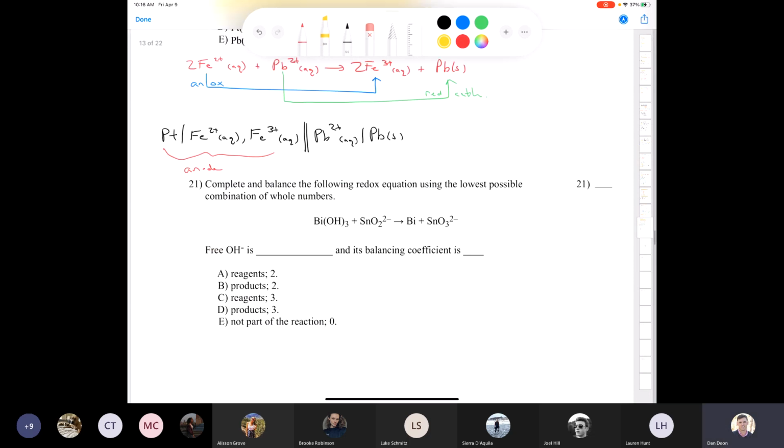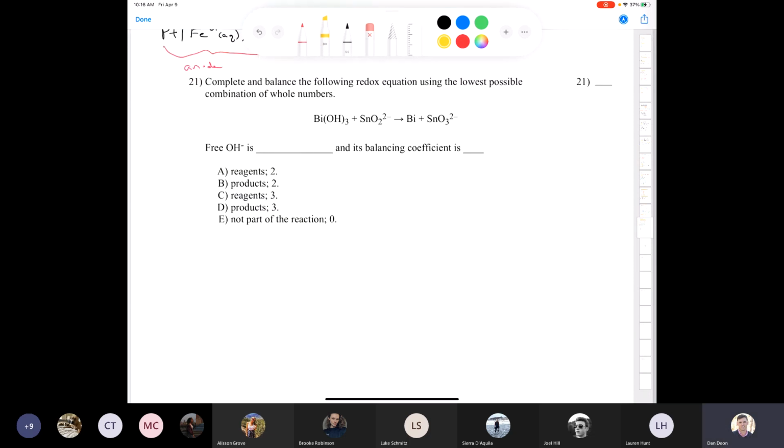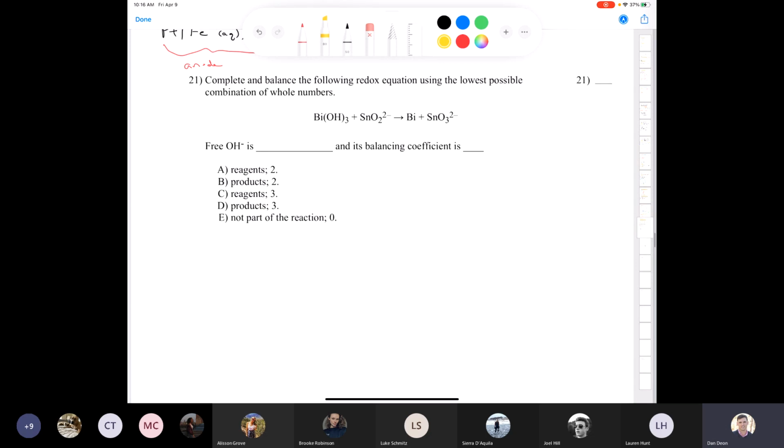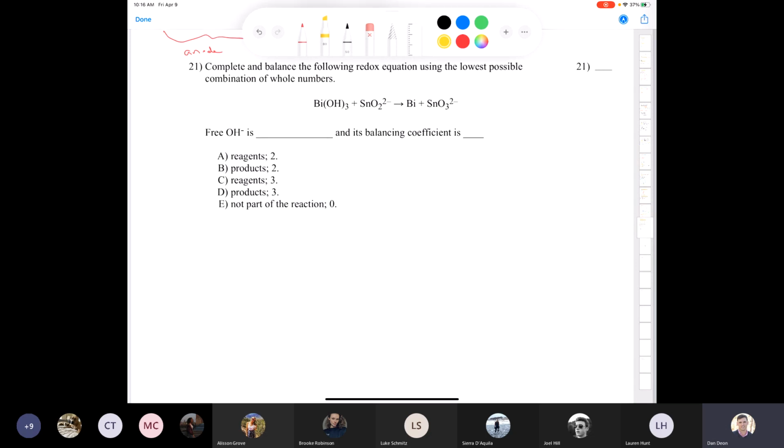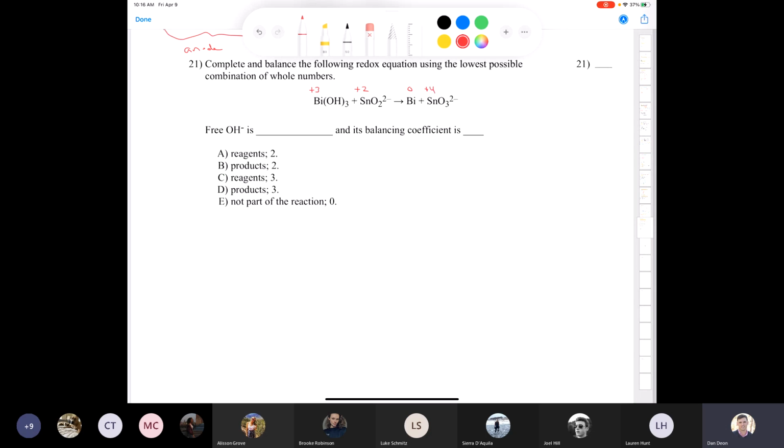This one right here. Number 21. Complete and balance the following redox equation using the lowest possible combination of whole numbers. So we're going to balance this redox equation. We have bismuth, which has a +3 oxidation state. We have tin in SnO2 2-, which has a +2 oxidation state. We have bismuth here, which has a 0 oxidation state. And tin in SnO3 2- has a +4 oxidation state. So you can see that the bismuth is undergoing reduction. So this is my cathode.